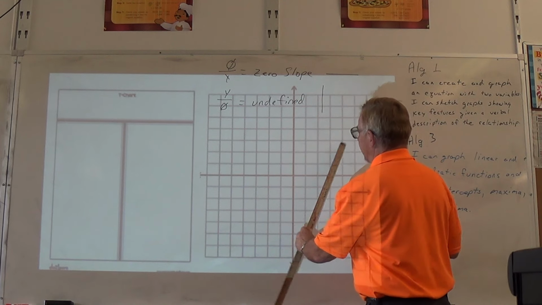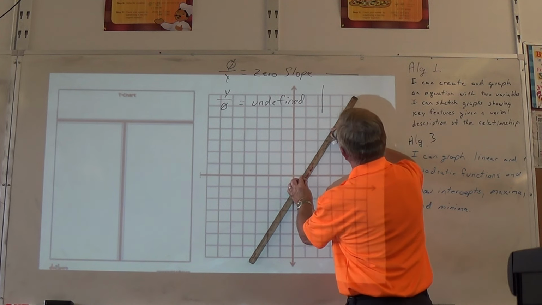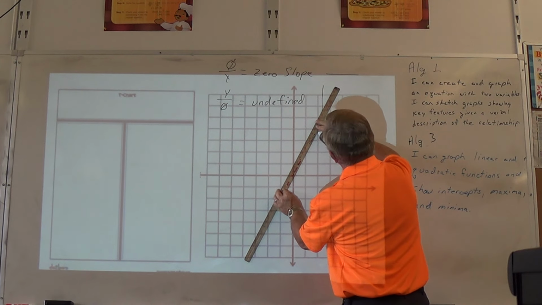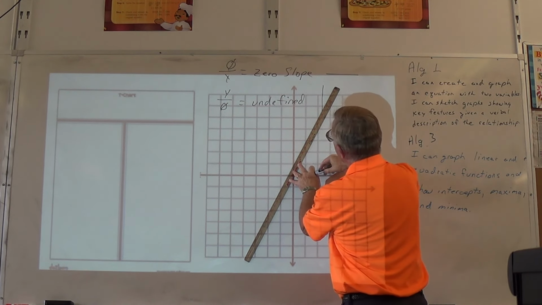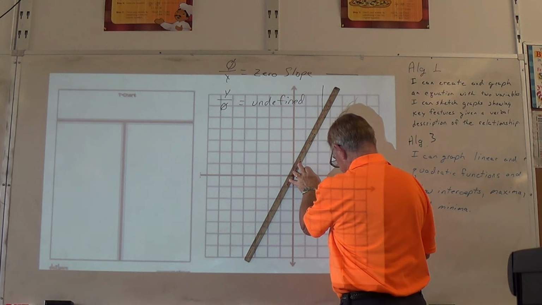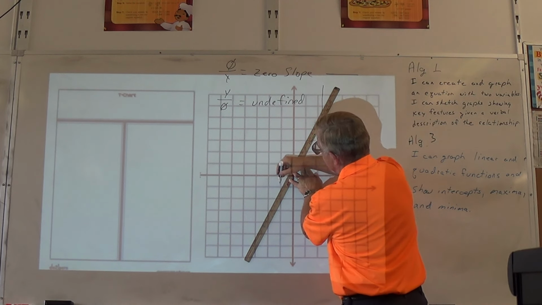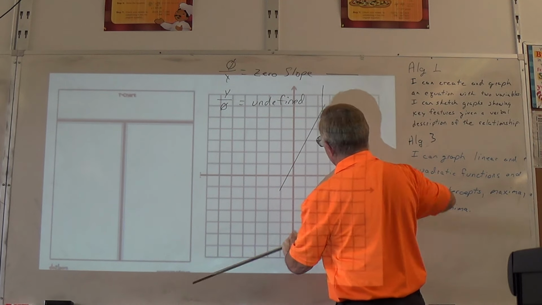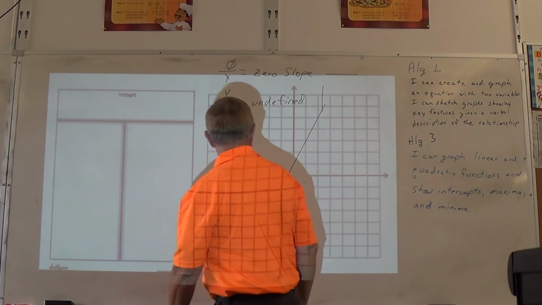Okay, so let's try one that's going to be a little bit different for you. It's not a line. It's called a parabola.